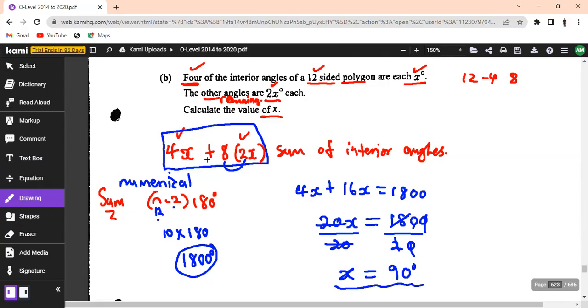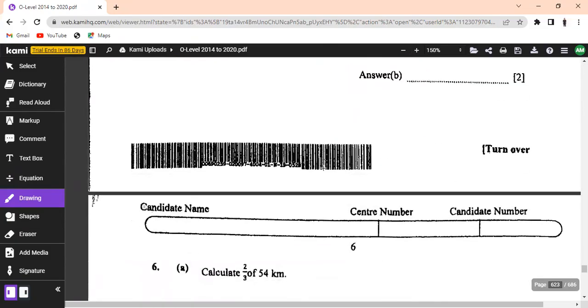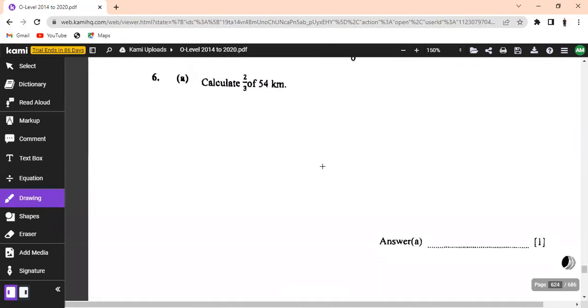So guys, these are the typical questions where you have to formulate an equation with the information that you're given, depending on the type of question that you have got. Number 6A, you are asked to calculate 2/3 of 54 kilometers. Remember, of simply means times. So you simply have to multiply: 2/3 of, that is times, 54 kilometers.